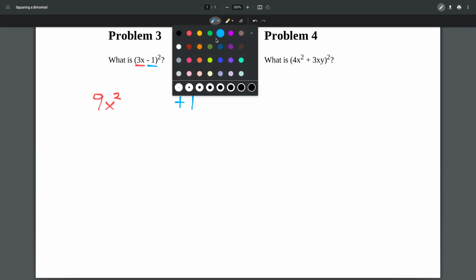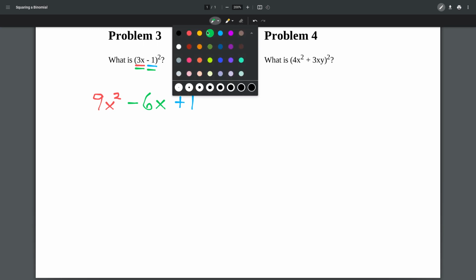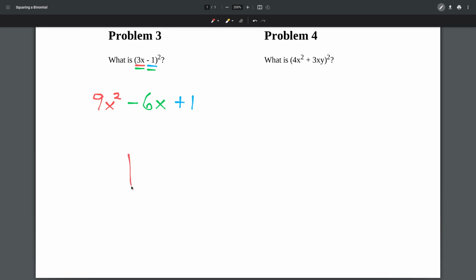And then what we've got to do is multiply these 2 together. So 3x times negative 1 is negative 3x, and we're going to double that. So we're going to get minus 6x plus 1. Now, we probably want to check this. Let's check it using our Punnett square here, just to make sure we did that correctly.